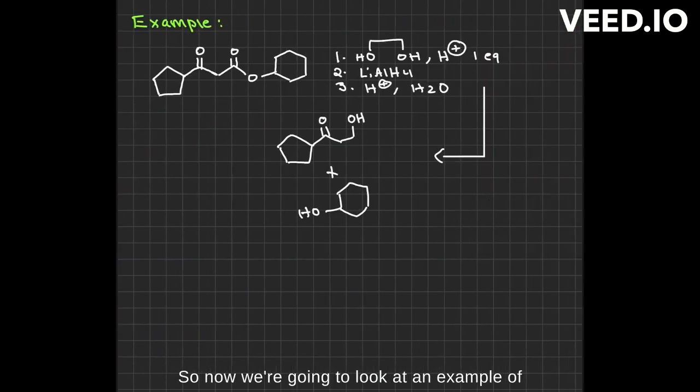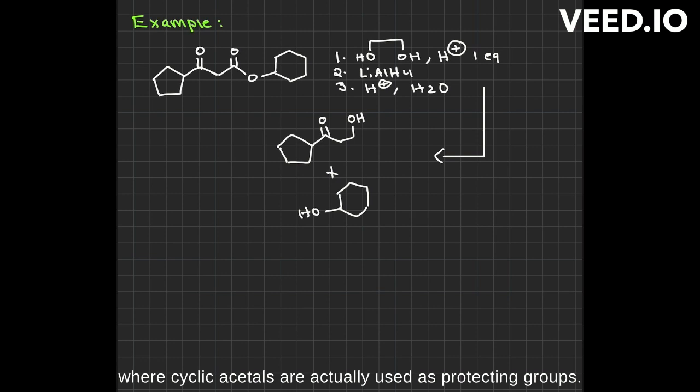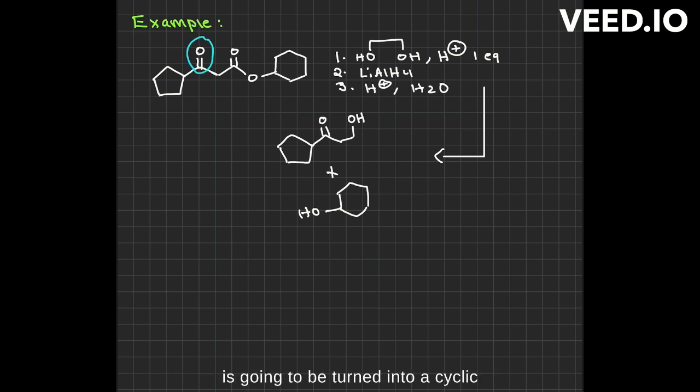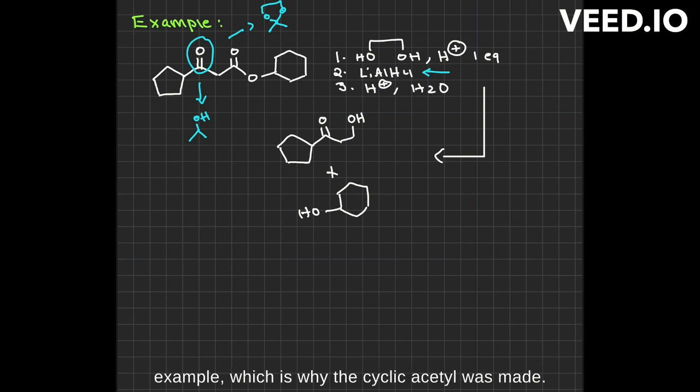So now we're going to look at an example of where cyclic acetals are actually used as protecting groups. So in this example, this ketone over here is going to be turned into a cyclic acetal, and that would look something like this. And this is done because the reducing agent over here, LAH, would have reacted with the ketone to form an alcohol. And that was not the desired product in this example, which is why the cyclic acetal was made.